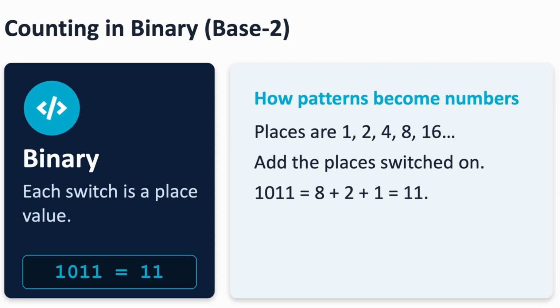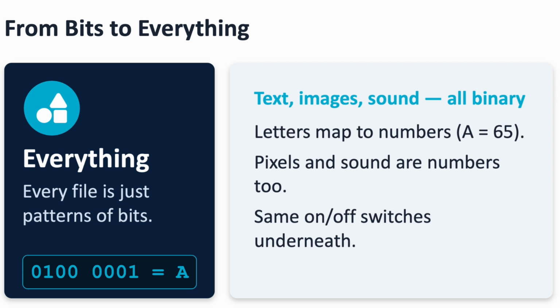Please do. So, by turning on the 8, the 2, and the 1 places, the machine creates the pattern 1011. Okay. And that simply adds up to the standard number 11. It's just a totally different way to do basic addition. It really is. So advancing to the final slide, slide 5, we finally see how these numeric patterns scale up to create your digital files.